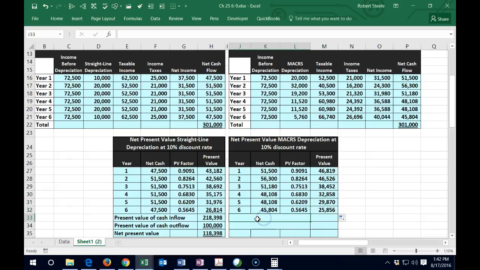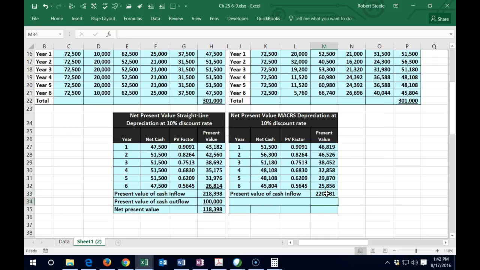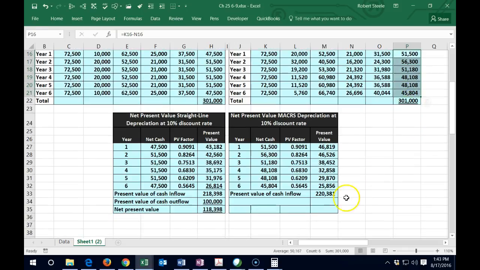So if we total this up, then I'm going to say net present cash flow. I'm just going to say that's the same number here. And we sum this up. Summing that up, we then have the 220,381. And notice we have more cash flow here than we had under the net present value at the discount of 10%, even though we had the same cash flows if we just looked at dollars in general. And that's going to be the effect of the present value.